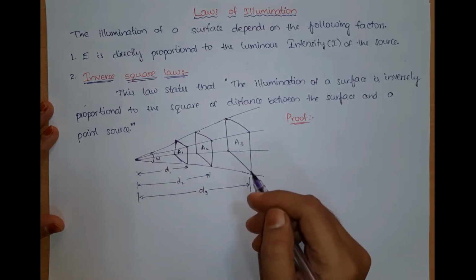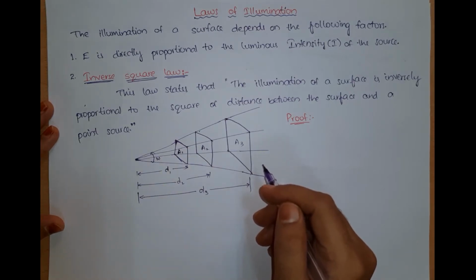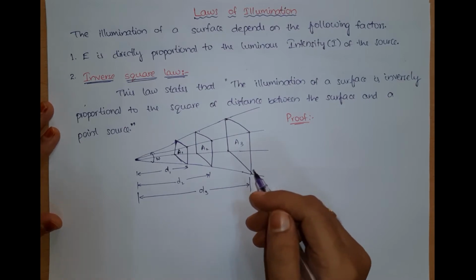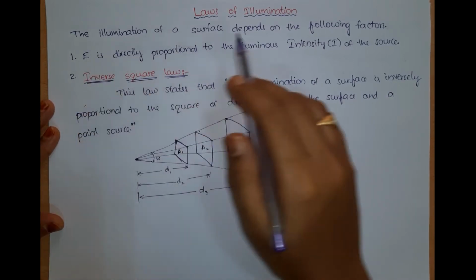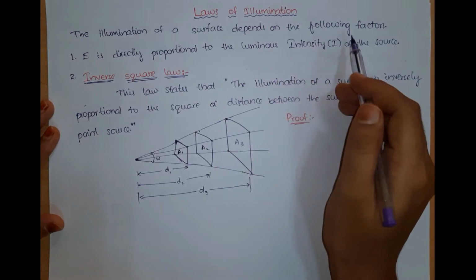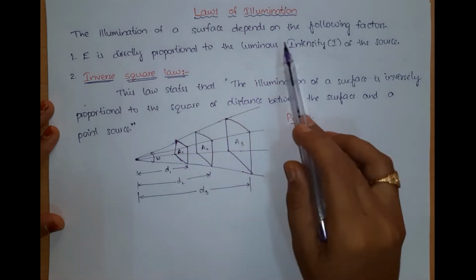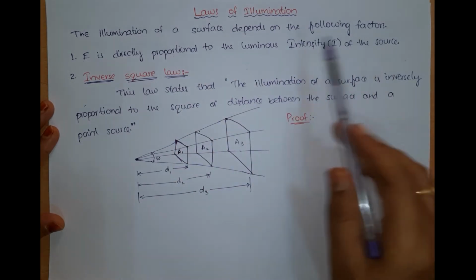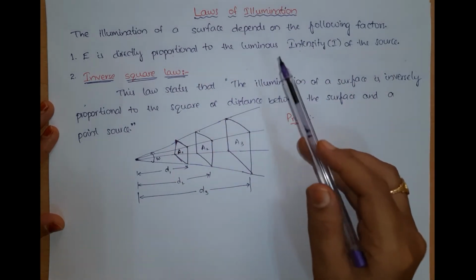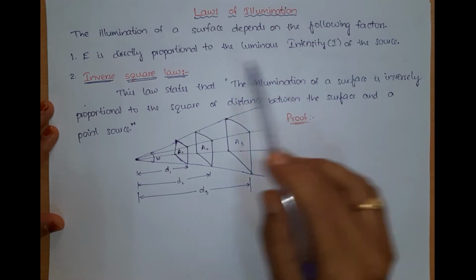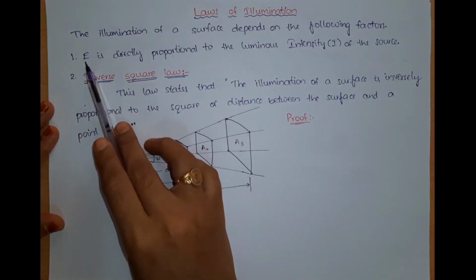Hello everyone. In this lecture, let us see what are the laws of illumination, on what factors the illumination on a surface depends. Generally, the illumination of a surface depends upon the following factors. First one is the illumination E is directly proportional to the luminous intensity of the source, that is the number of lumens emitted by the source. That is what the illumination depends on, right?